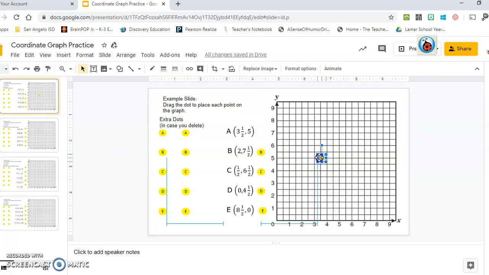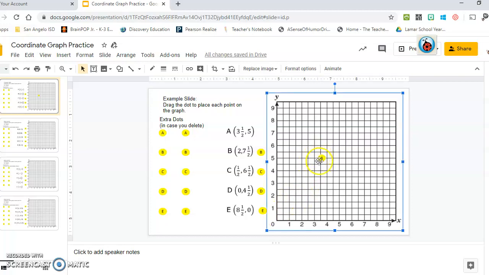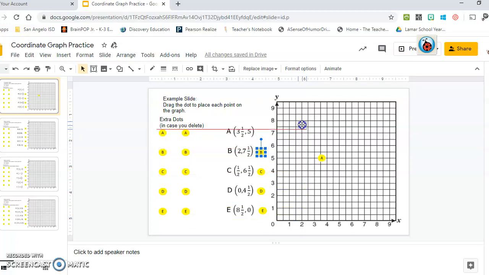For our B, our ordered pair is 2, 7 and 1/2. So doing the same thing, I'm going to take my B point. I'm going to start at my origin. I'm going to go over 2. Okay, I'm going to stop. And then I'm going to go up 7 and 1/2. If you notice, there's 7, there's 8, so there's a line halfway in between. So I'm going to plot my point right there. And again, if it's not perfect, it's okay.